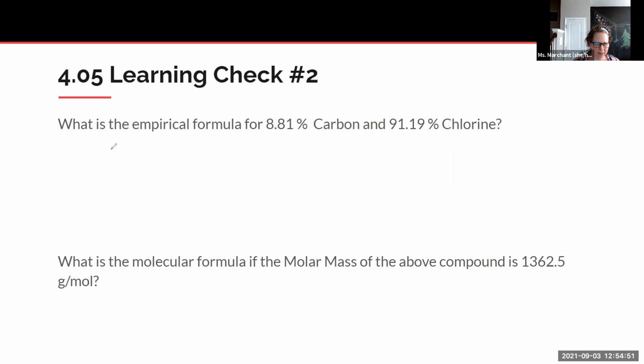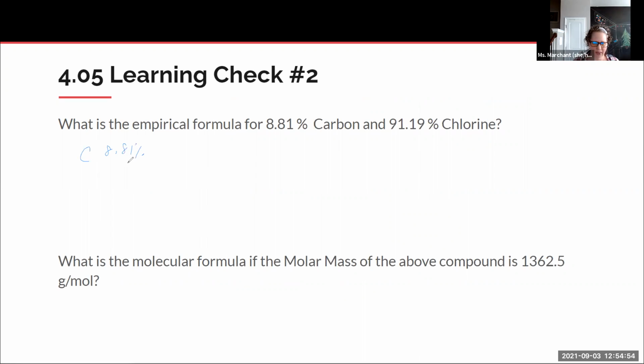Okay. Carbon has 8.81% carbon. And chlorine, it has 91.19% of chlorine. Okay. So now the first thing we have to do is we have to change the percentages into grams. So if I assume that it's 100% and I assume that it's 100 grams, it would be 8.81 grams and 91.19 grams. Now, sometimes it's just going to give you grams in the problem as you're known, in which case you get to skip this first step.